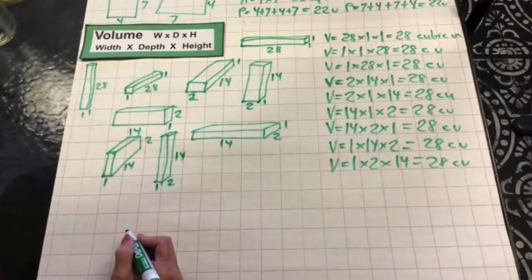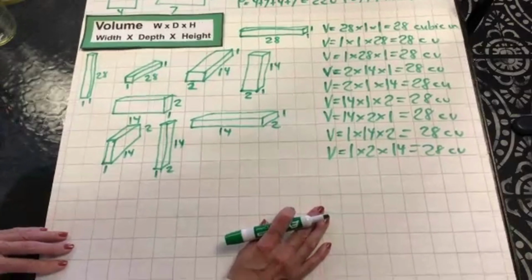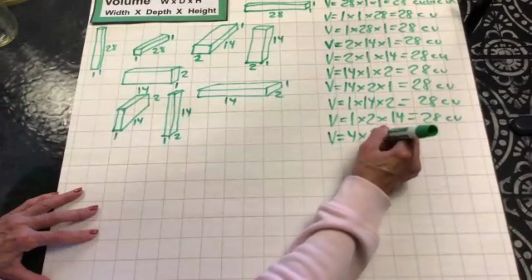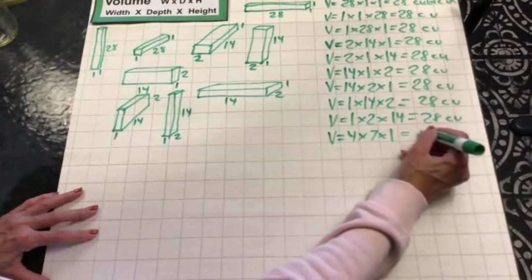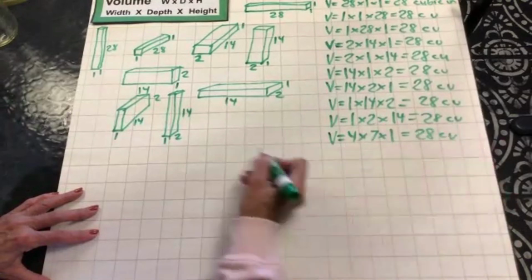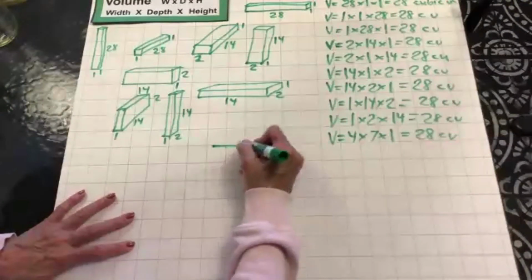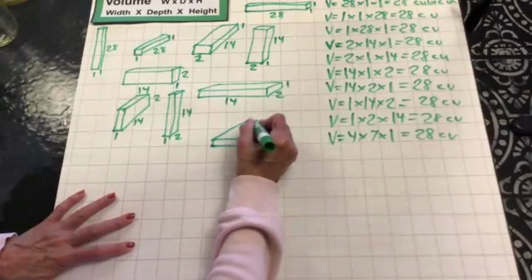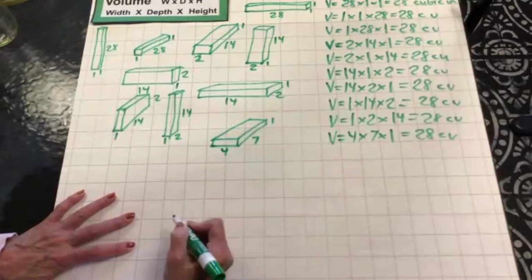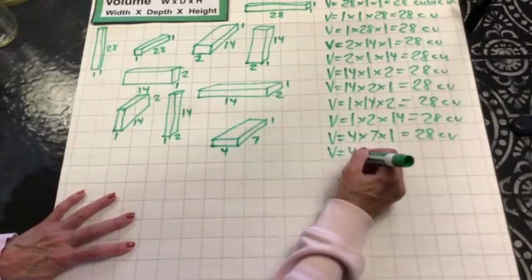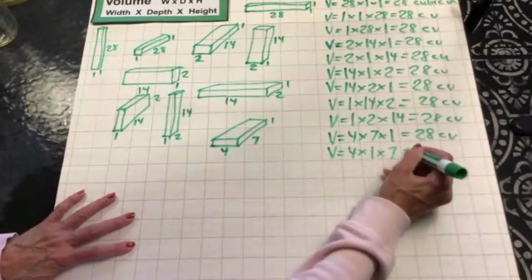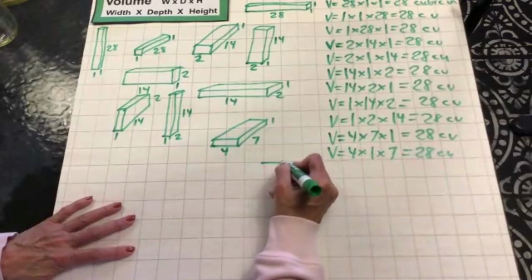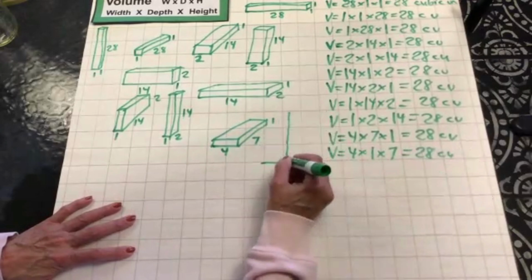We've got 4 and 7. So let's write it out. 4 times 7 times 1 equals 28 cubic units. So we're talking 4 wide by 7 deep by 1 tall. 4 by 7 by 1. Then we're going to also have a 4 by 1 by 7. So we're talking 4 by 1 by 7.